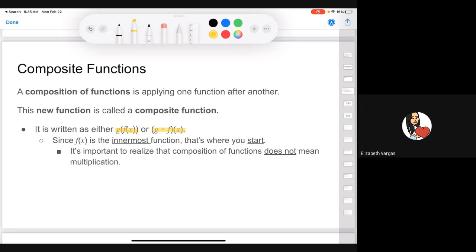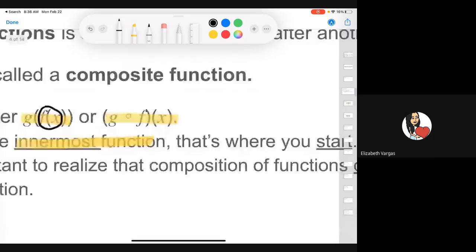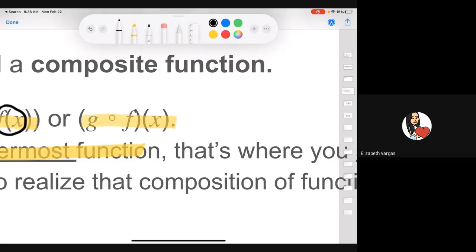Okay? And so basically, because f(x) is the innermost function, more specifically, the function that is on the inside of the parentheses, that's where we start. And so it's important to realize that compositions of functions do not mean multiplication, but rather, as we're going to see, it means inserting one function into another and then creating a new function out of that. So more specifically, g composite f is not the same as g times f.